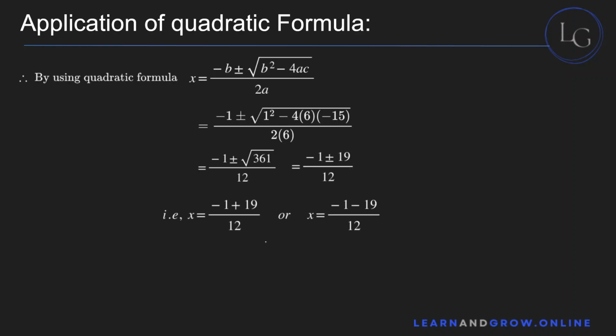So you'll get two values of x depending on whether you take 19 as positive or if you take 19 as negative. If you take 19 as positive, you'll get x is equal to 3 by 2, or if you take 19 as negative, you get x is equal to -5 by 3, and that's how you use the quadratic formula.